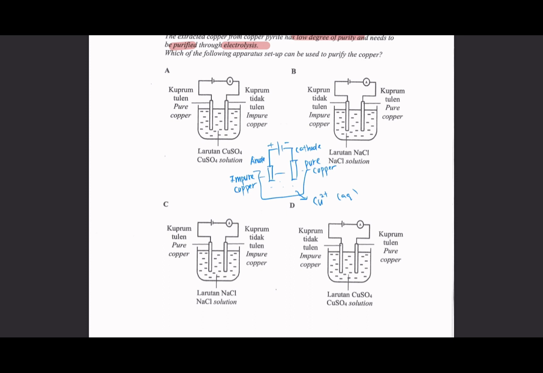And impure copper, and the cathode pure copper. Sorry, this one is pure copper, so this cannot be. The electrolyte must consist of copper ion. So the answer is D.